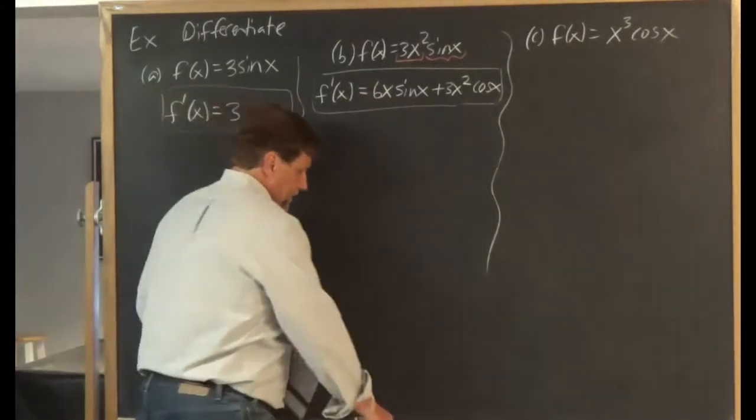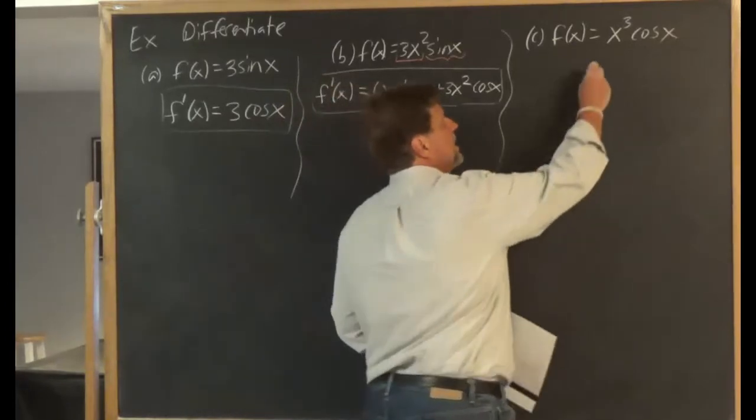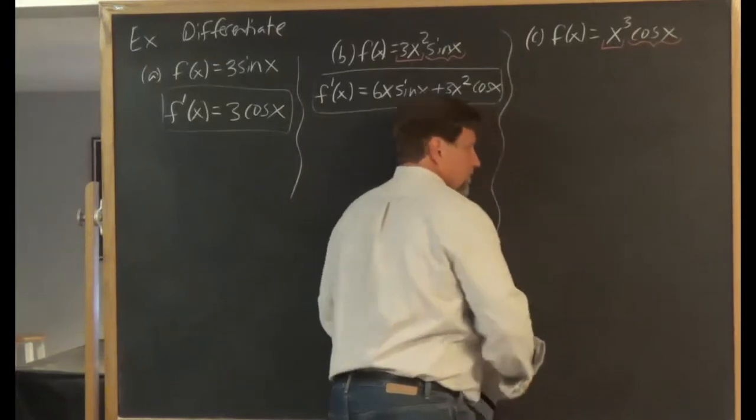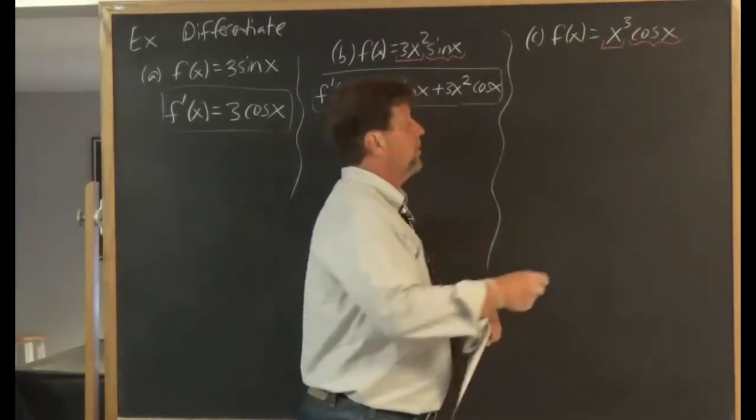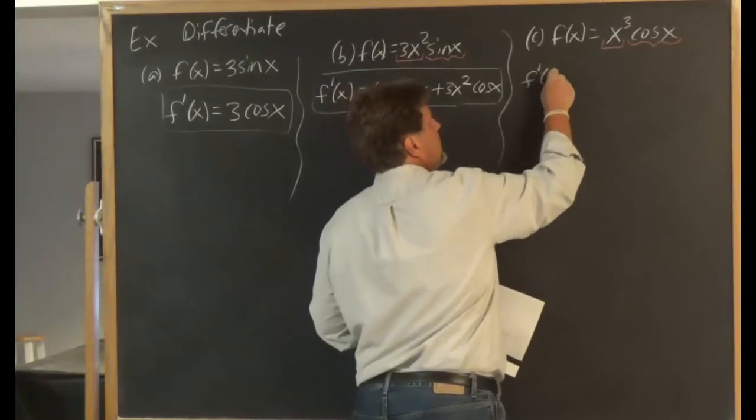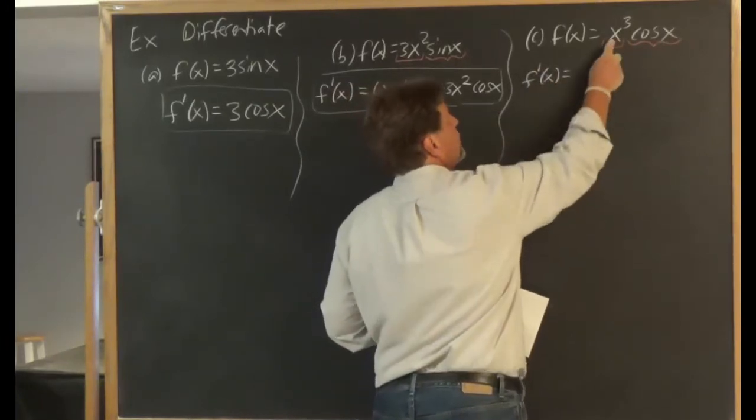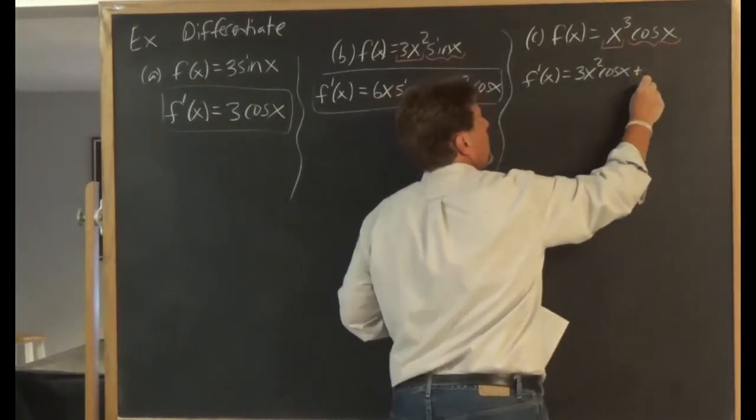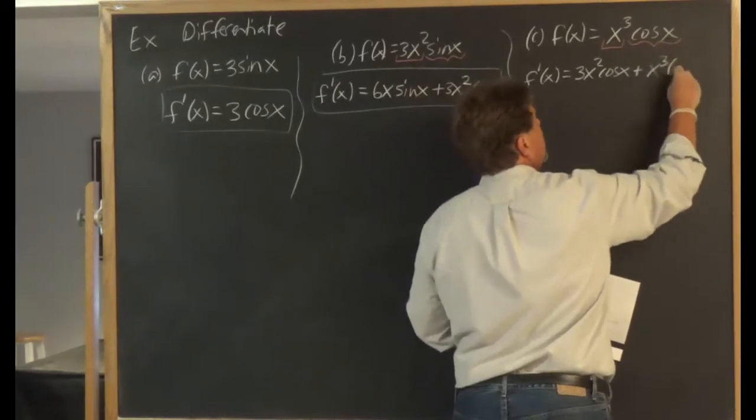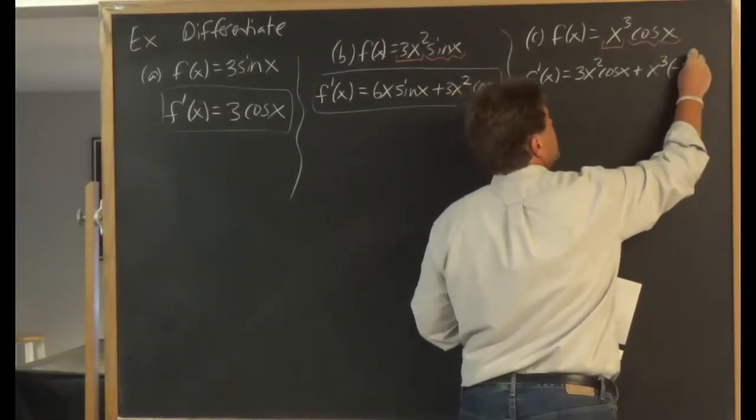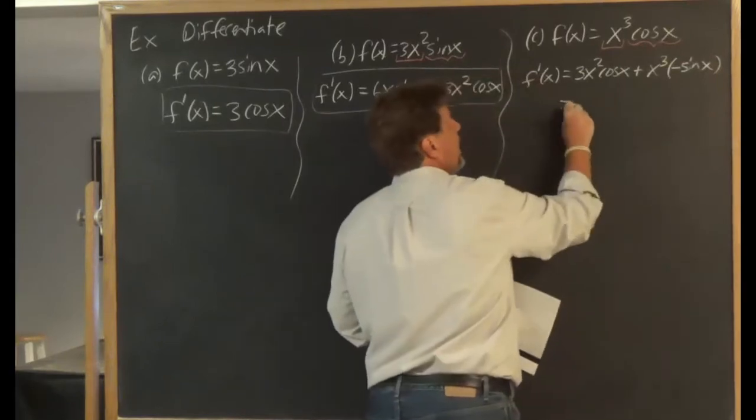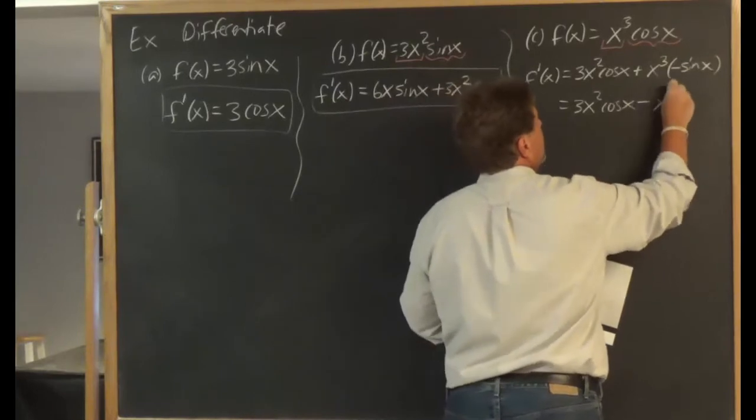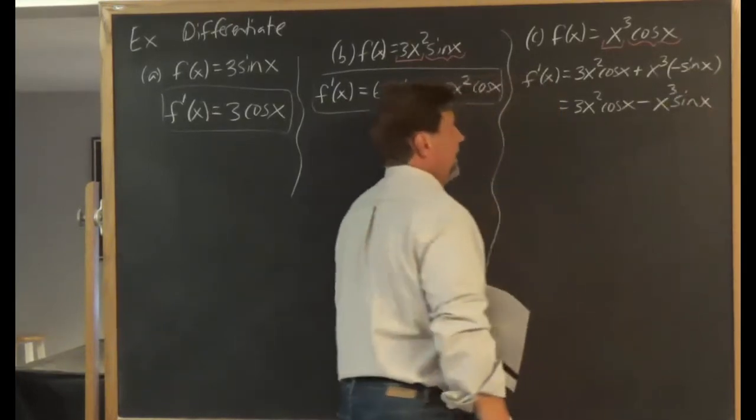Part C, function is x cubed cosine x. Again, we have a product of two functions. So we have to crank this through the product rule. The product rule gives us the derivative of the first function, that's 3x squared, times the second function, plus the first function, times the derivative of the second function, which is negative sine x. And we'd probably, at a minimum, like to rewrite it like that.